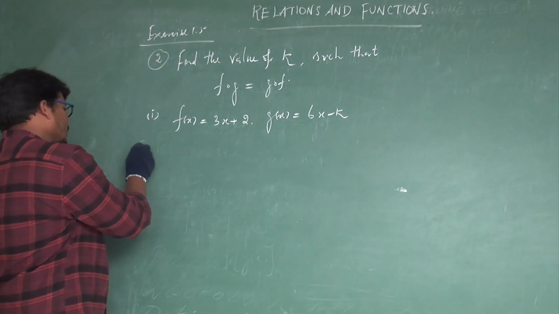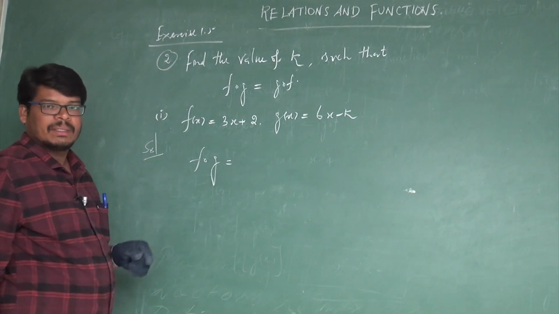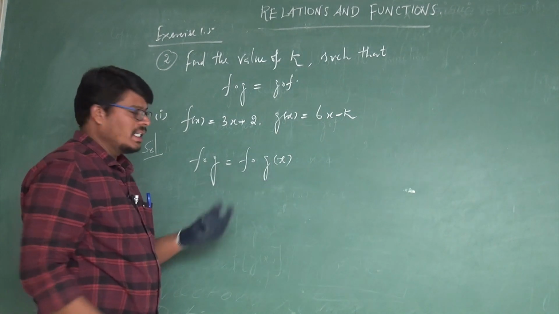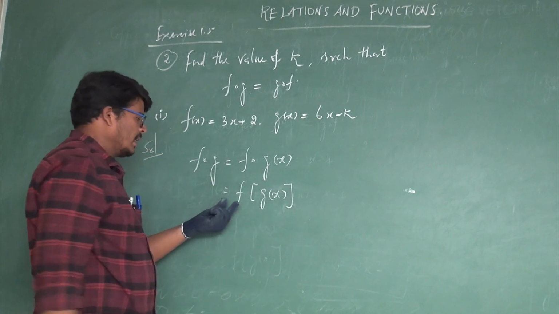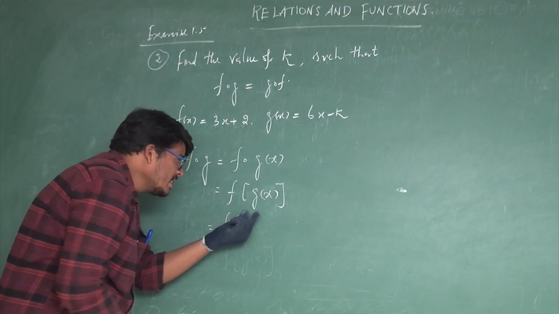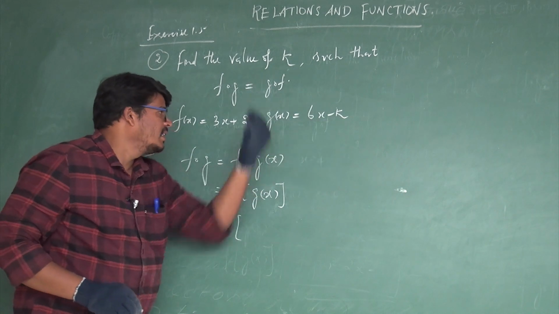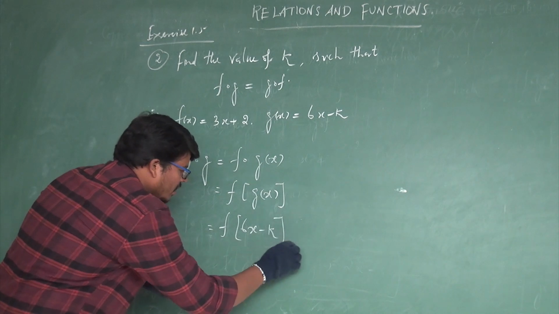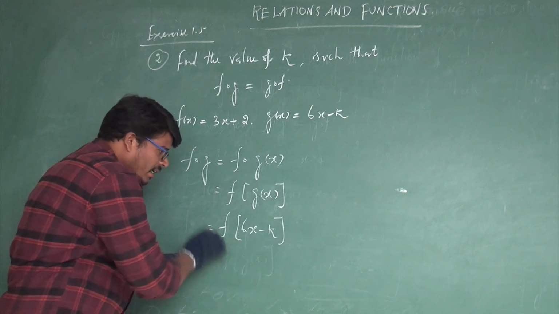The solution. Now find f dot g. f dot g is f of g of x. The composition of the functions is written as f of g of x. Here g of x is 6x minus k, that is the g of x value. The total function is f of x, where x is replaced by 6x minus k.